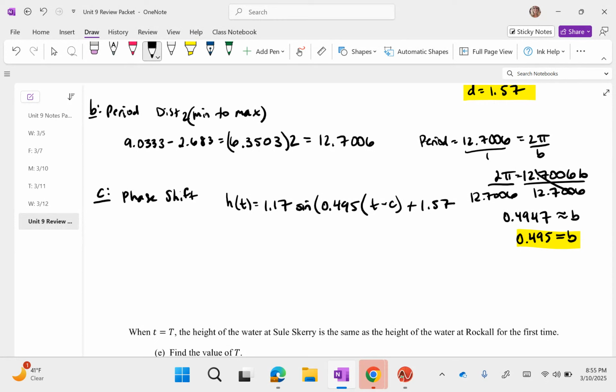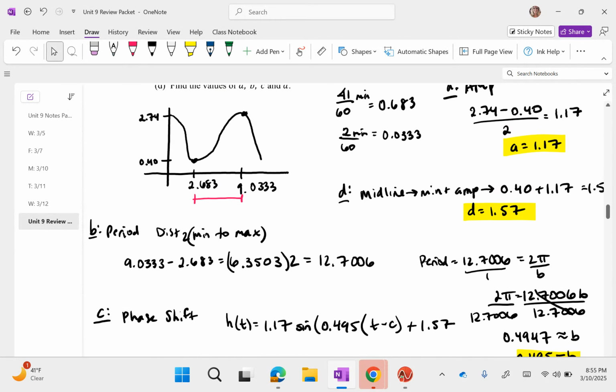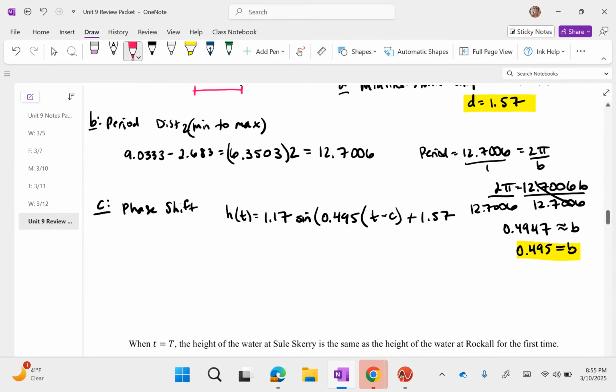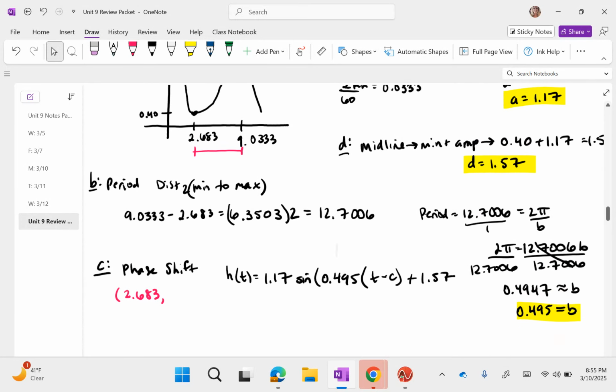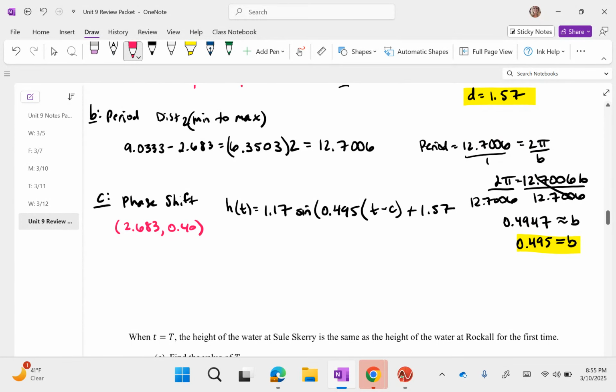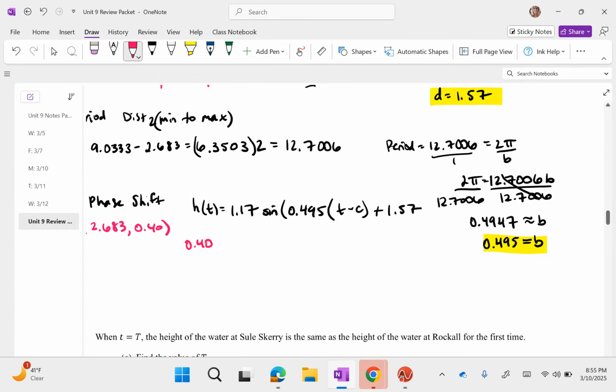Okay, so let's see if we've got a clue point that we can use here. Let's use the min. All right, so the min was at 2.683. What was the height though? 0.40. Okay, so I'm going to put in 0.40 is equal to 1.17 sine of 0.495 times t, which is 2.683 minus c, our unknown. Oh, close those parentheses, plus 1.57.